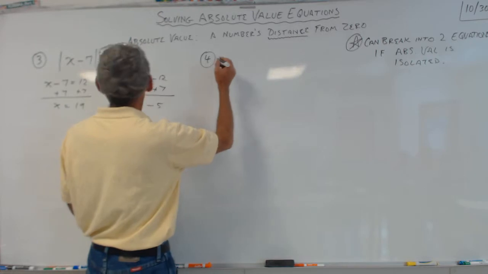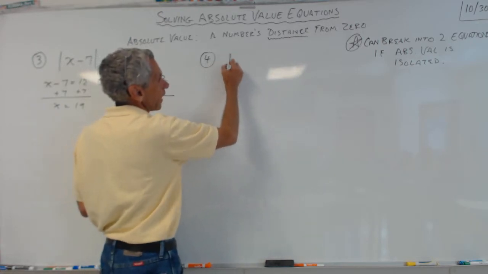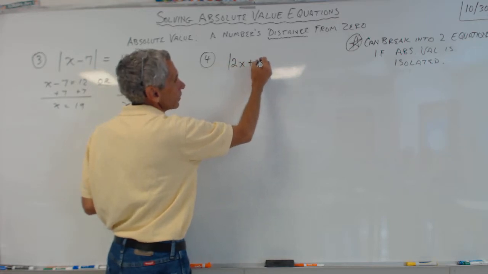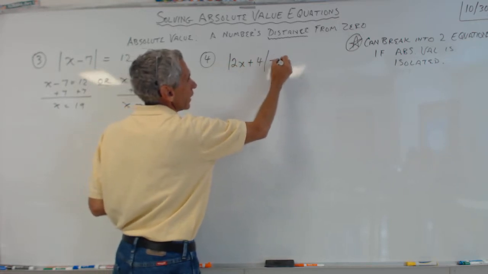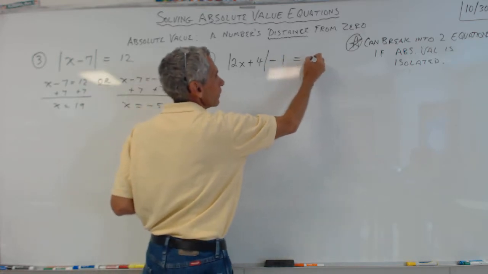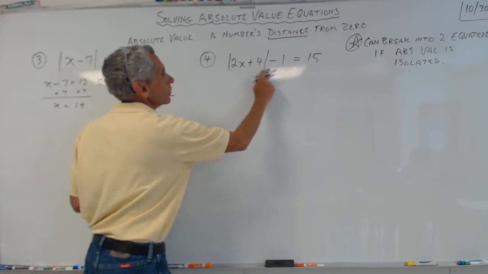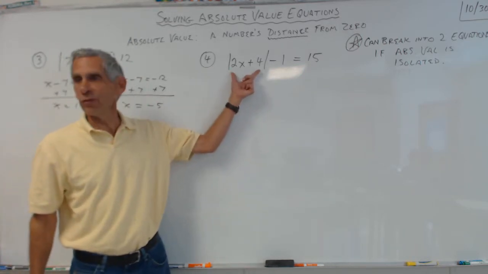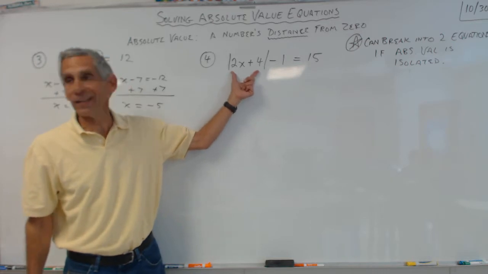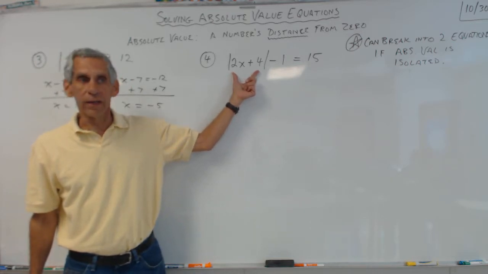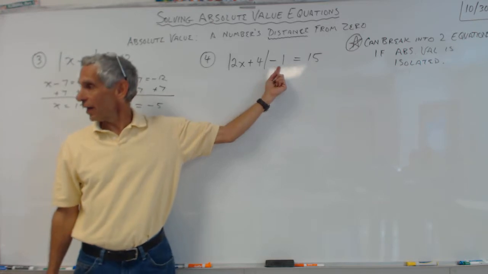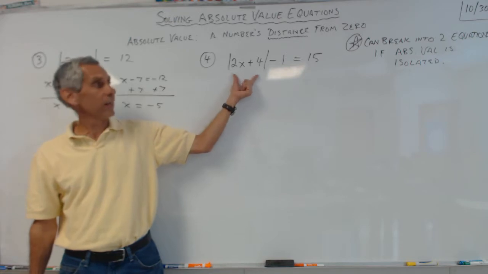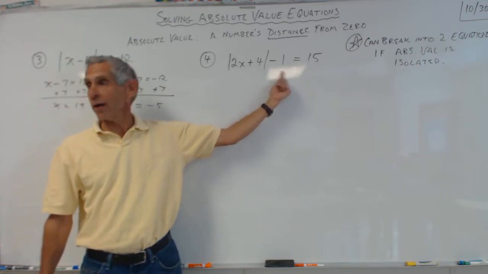Okay, so number 4, let's try this. Let's say I had the absolute value of 2x plus 4, minus 1, is equal to 15. This is my absolute value term. Is this isolated? No. What is in the way? The negative 1 is in the way. You've got to have just the absolute value and everything inside it, followed by an equal sign. That minus 1 is in the way.